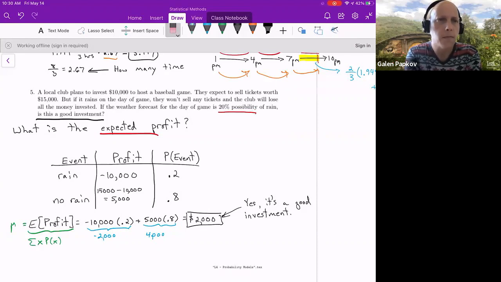All right, so there's two possibilities. Either it rains or it doesn't rain. Now, if it rains, it says they won't sell any tickets, so they're going to be at a loss of 10,000. So that's a minus 10,000. But if it doesn't rain, they'll sell $15,000 of tickets. But the profit has to take into account that they put in $10,000. And so they'll be up 5,000. You're also told that there's a 20% chance of rain. That's 0.2, which means there is an 80% or 0.8 chance of no rain, nice weather.